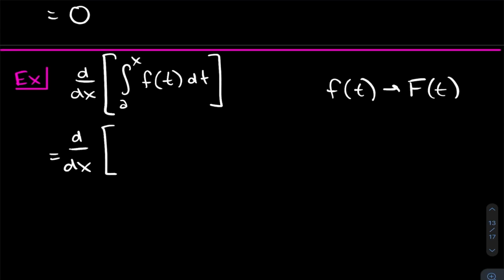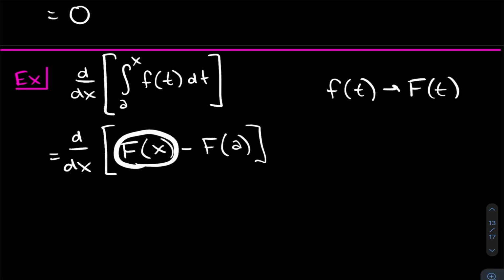So we plug in that x to start off with. So instead of f of t, we have f of x. And then we subtract capital F of our lower bound, which is a. Now, here we have a function, and that's why we plug in x instead of b. Okay, because x is an actual variable. B is just a constant.